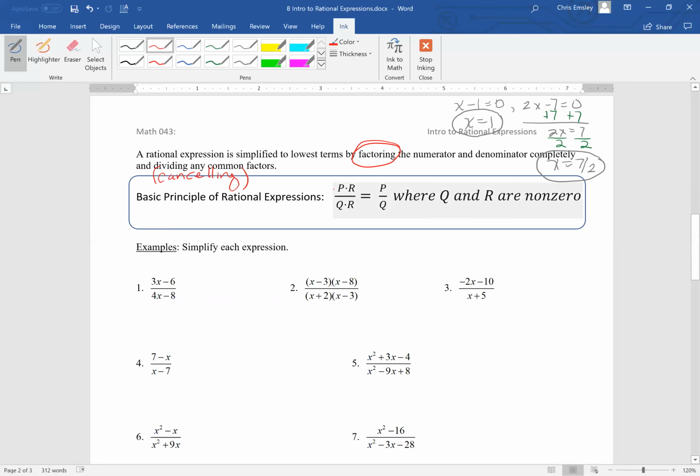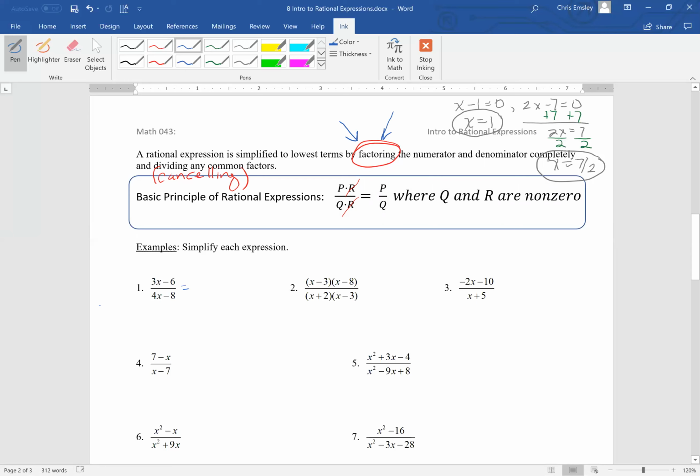Okay, so they gave us an example here. If we have a numerator that was p times r and a denominator that is q times r, those r's that are common factors, they cancel each other out, and that is equivalent to p over q. So let's take a look at some of these examples. Remember, I circled it in red up here, factoring. That's what we want to do when we see a problem like this.